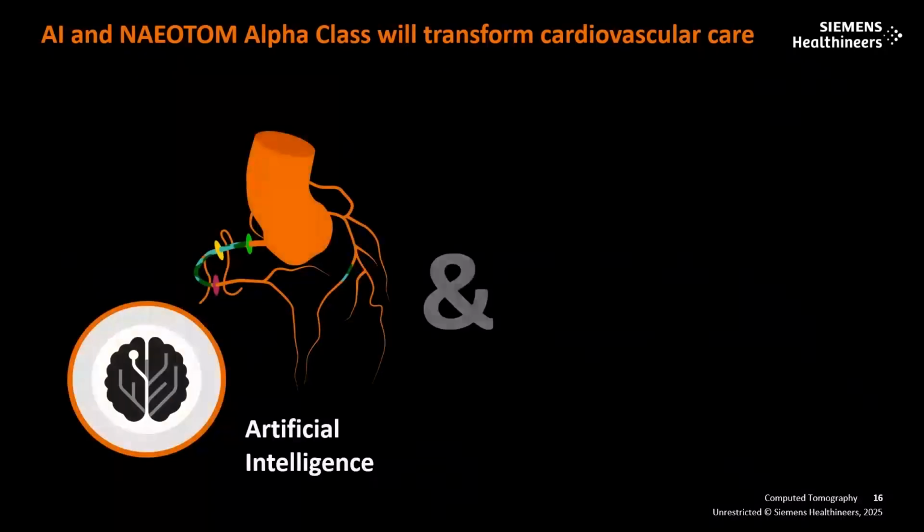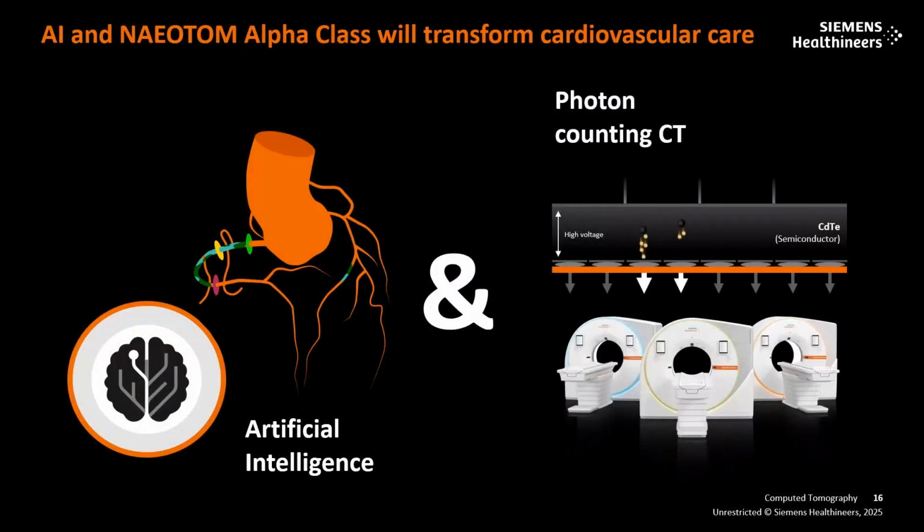But to reiterate in the end, it's not just AI for the sake of AI. AI has to be built on something. And photon counting technology with the neonatal alpha class provides that platform for that accuracy, for that precision to outshine.